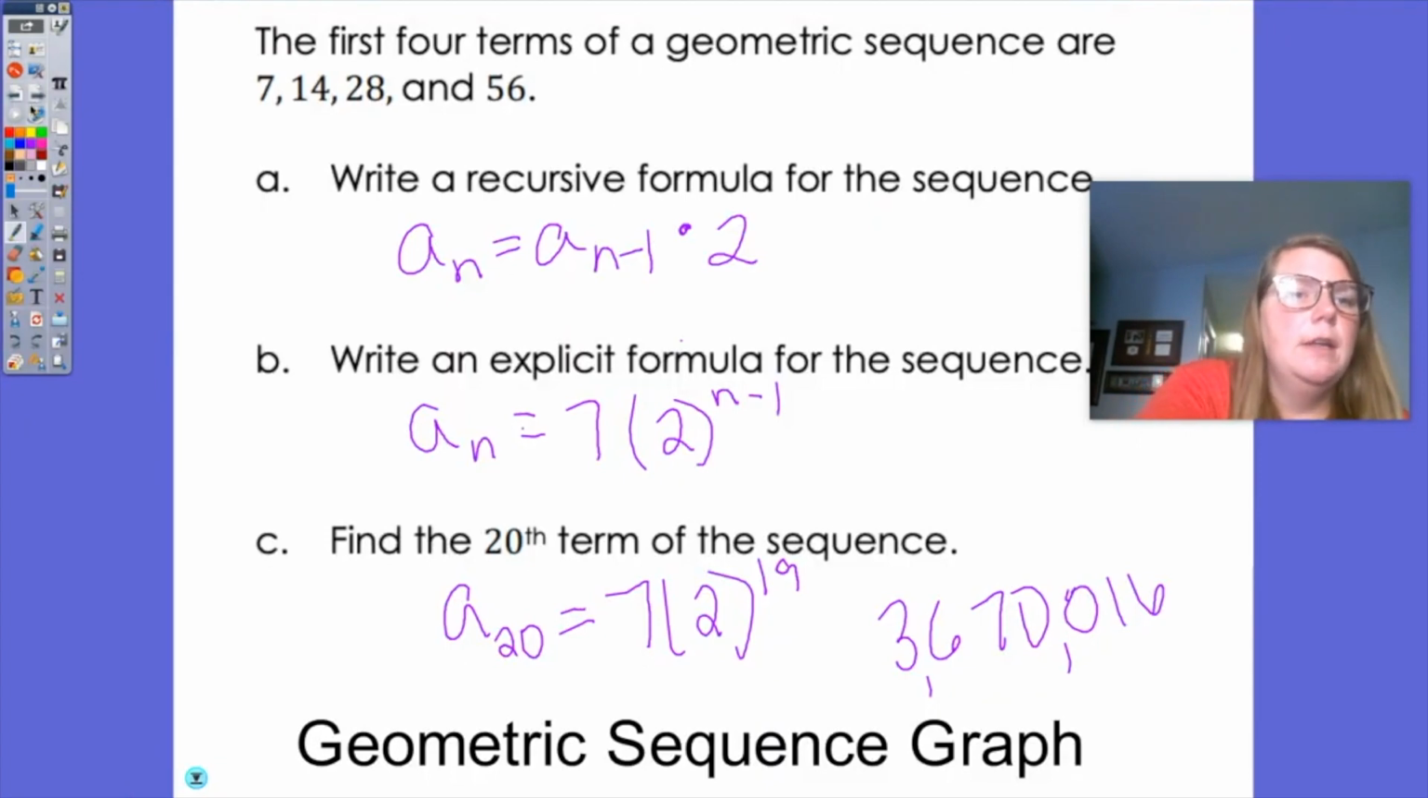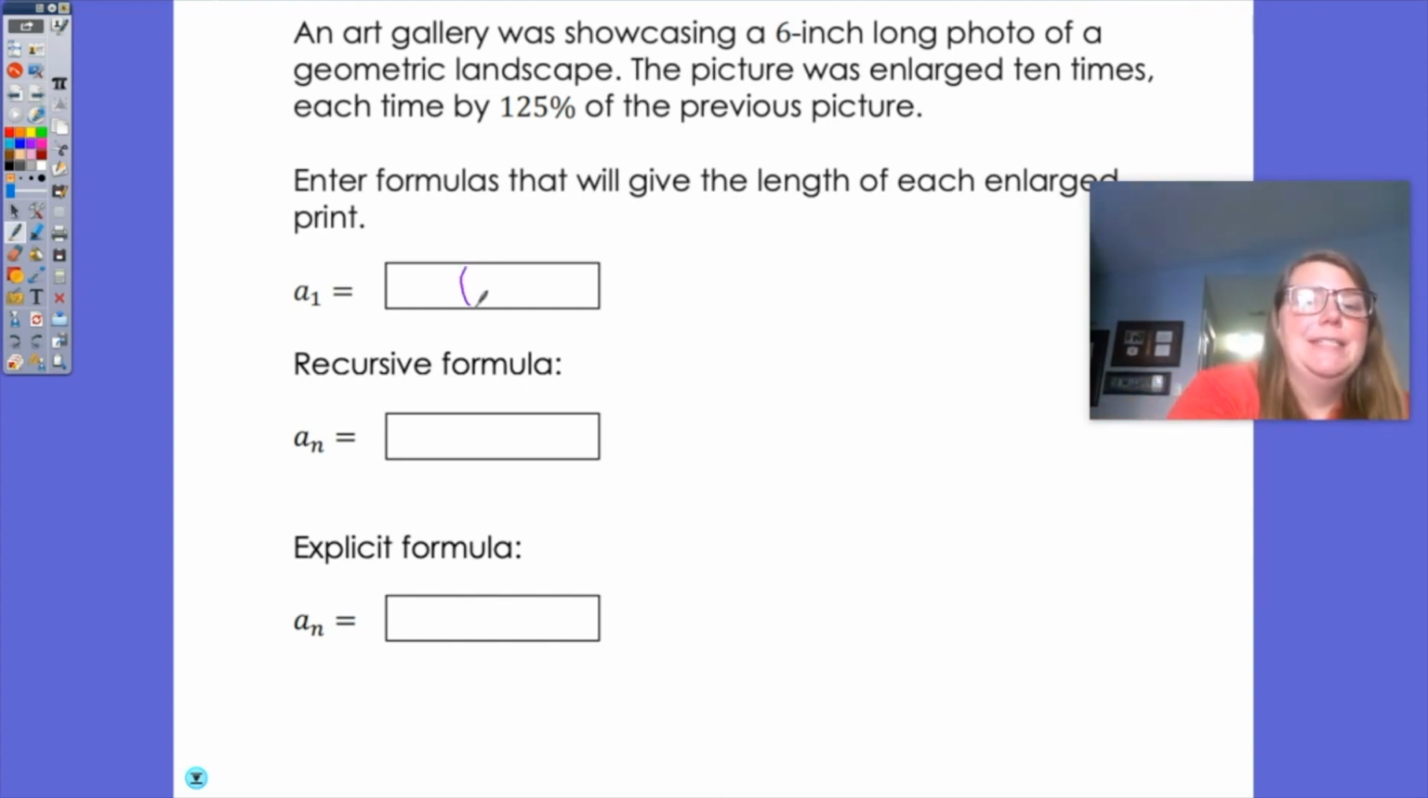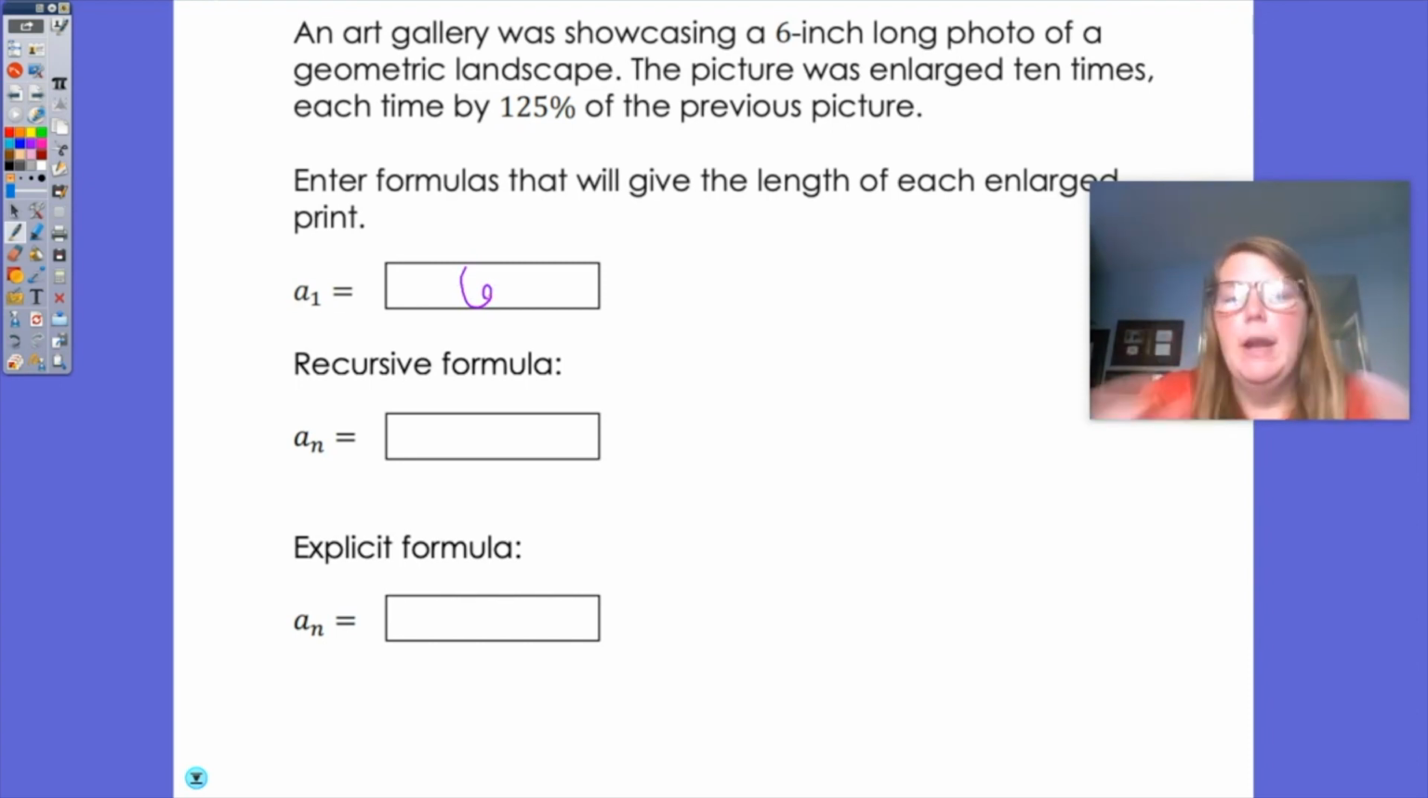All right, so let's look at another problem. An art gallery was showcasing a 6-inch long photo of a geometric landscape. The picture was enlarged 10 times, each by 125%. Enter the formulas that would give the length of the enlarged print. So if we're talking about the first term, the original term would be 6 because that would be our original photo, or A sub 1.